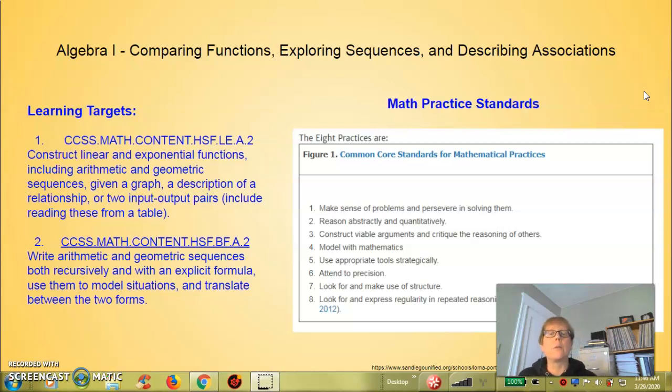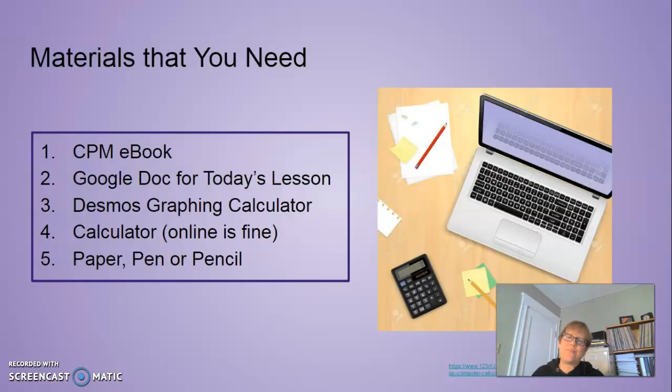You can see also I've included all 8 math practice standards. I would love it if you would just pause the video here, take a little time to read all 8. We will be using all 8 of these in today's lesson. All right, here we go.